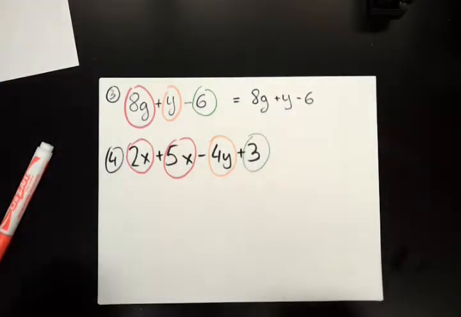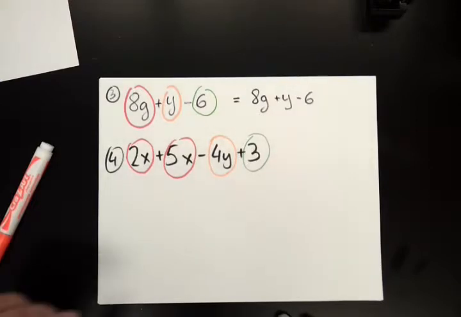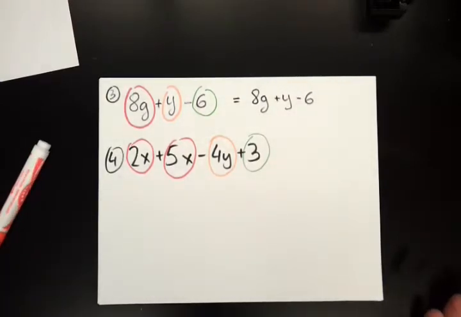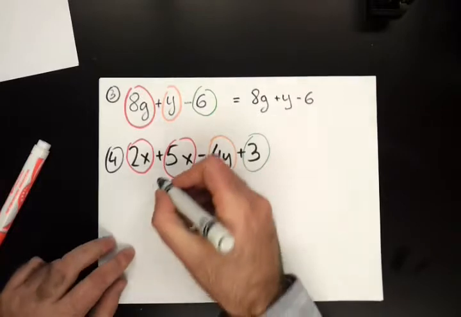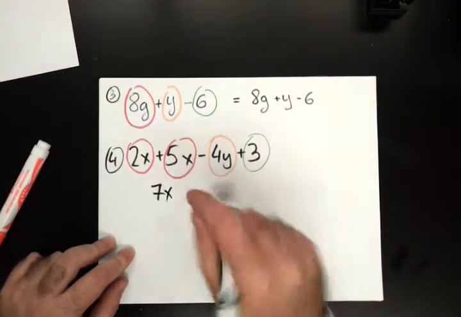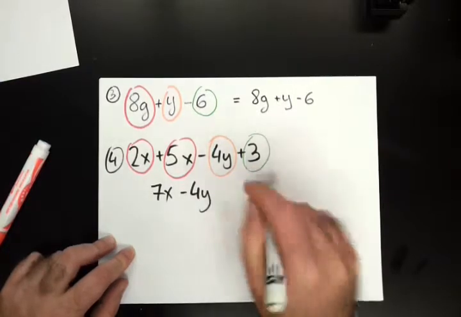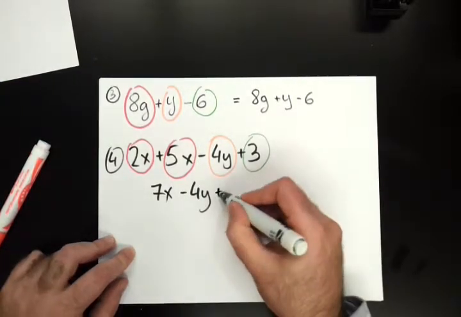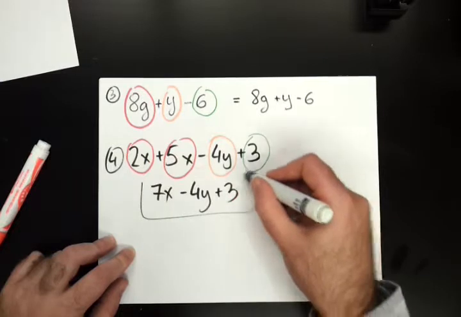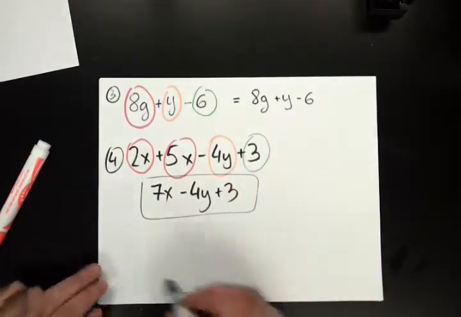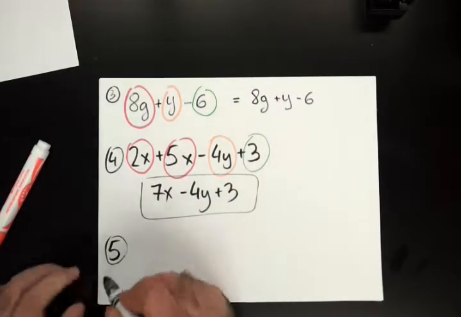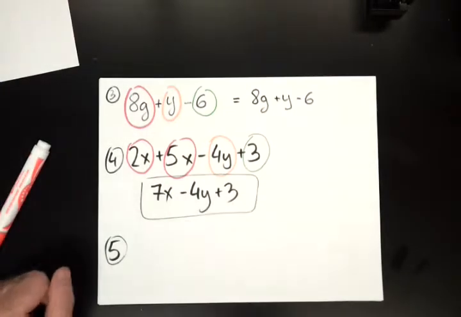So I'm going to start combining anything that are like terms, and the only thing to combine here are the x terms. 2x plus 5x, that's 7x. Since there's nothing I can do with the y term, we just copy it over. Nothing I can do with a constant, copy it over. That's the answer. I'm going to look at number 5 now.